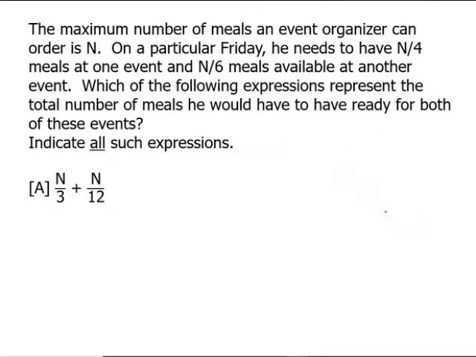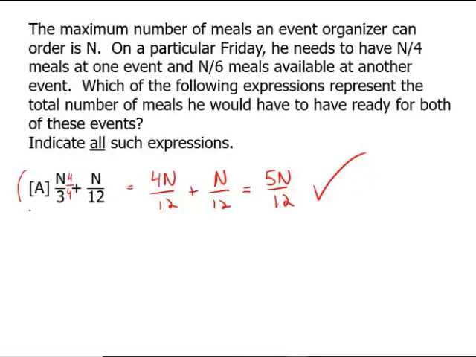Choice A. We have a 3 and a 12 in the denominator. The common denominator of course would be 12. So multiply this one by 4 over 4. So we get 4n over 12 plus n over 12 equals 5n over 12. So this one works. A is one of the answers.